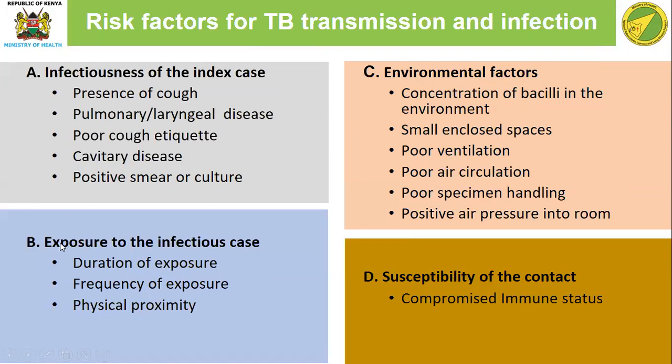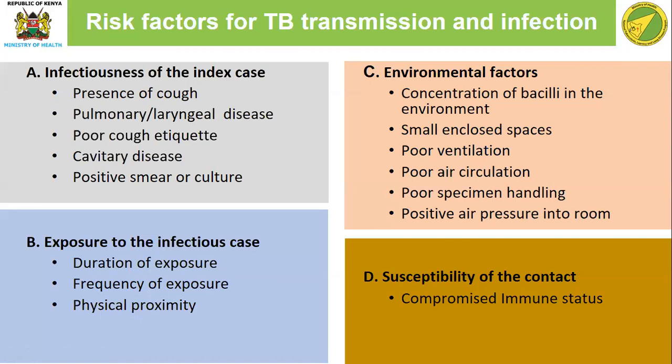The other risk factor is classified under the exposure to the infectious case. For how long have you been exposed? How frequently? What was the physical proximity? And that's why we narrowed down. We said, yes, we've interacted with our workmates who are social contacts, but looking at the physical proximity, the frequency of exposure, the duration, then that varies. Compared to the household contact, you're likely to be more proximal. You're likely to have spent a lot of time, including the weekends, with your household members and the likes. And then the last classification here is susceptibility of the contact. Matters to do with immune status.